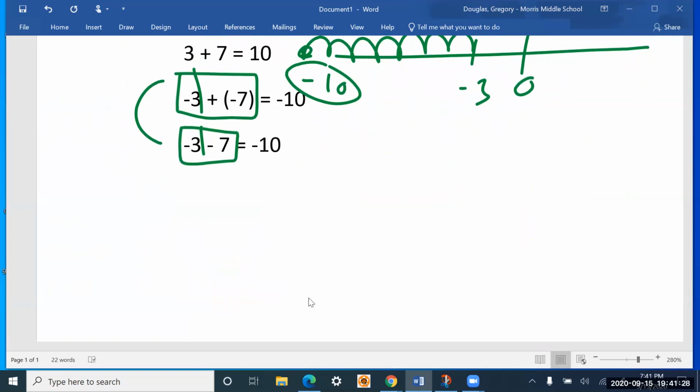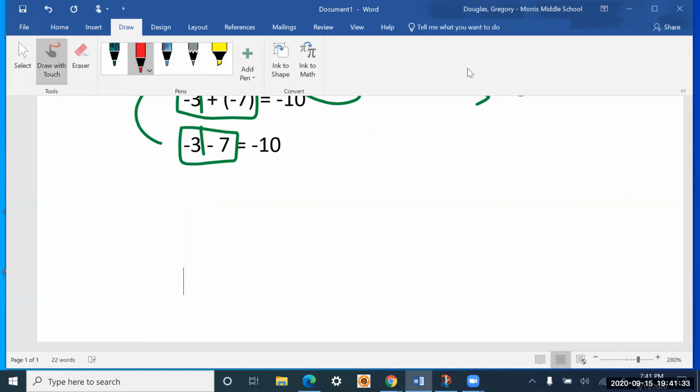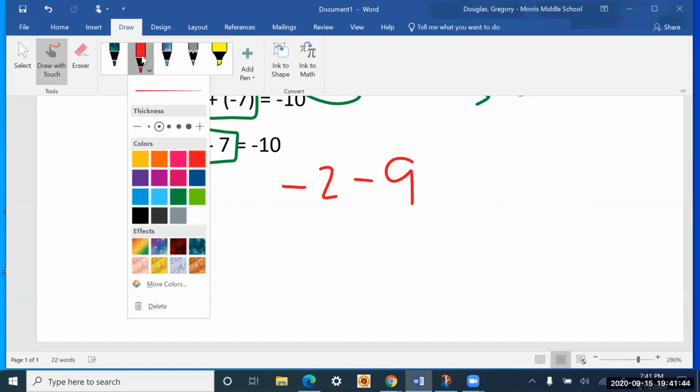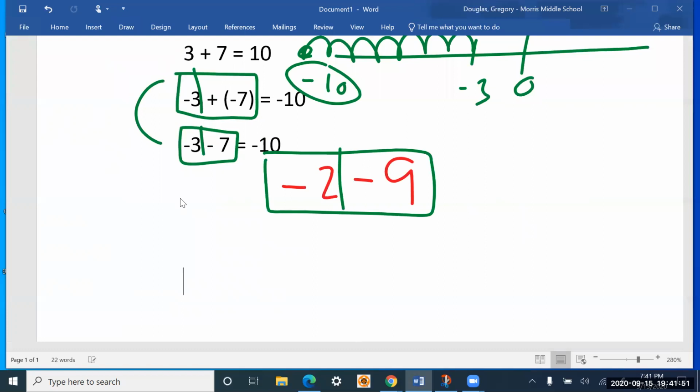So I'm gonna switch colors every time I do a new little different thing here. So let's do -2 minus 9. I've been using green mostly in class, so I'll do that again to make the little box. You make a box around the situation. Now you can look at that and say, oh, it's taking 2 of my dollars and it's taking another 9.